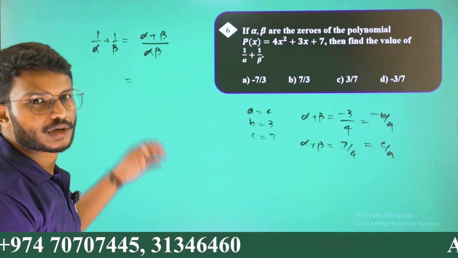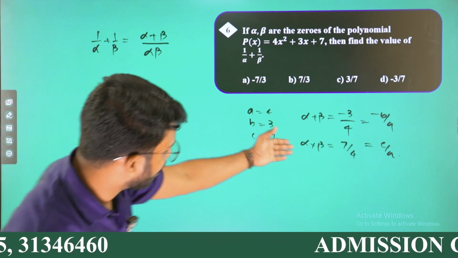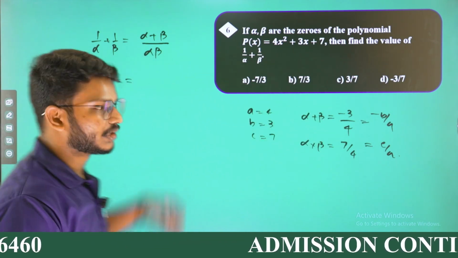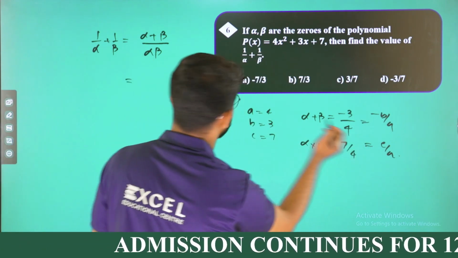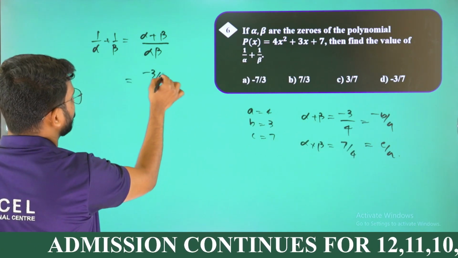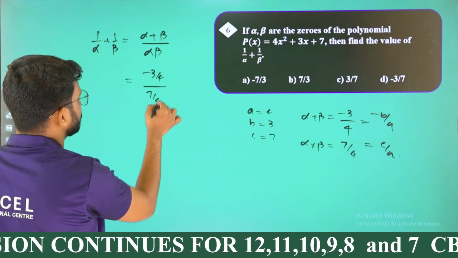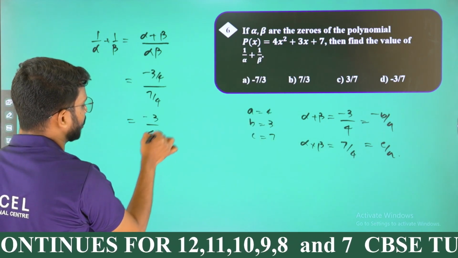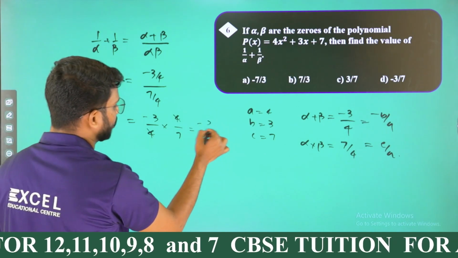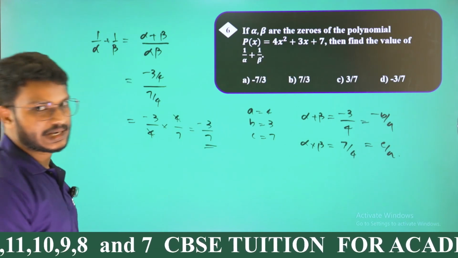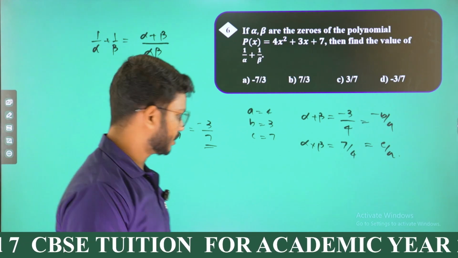So here we don't want to do anything. We can directly substitute alpha plus beta and alpha into beta here. The value is already here. So the value of alpha plus beta is equal to minus 3 by 4 and alpha into beta is equal to 7 by 4. Okay. So division by division, we have to multiply with the reciprocal. 4 cancelled out. Minus 3 by 7 is the final answer for this question. Let's move to the next question.